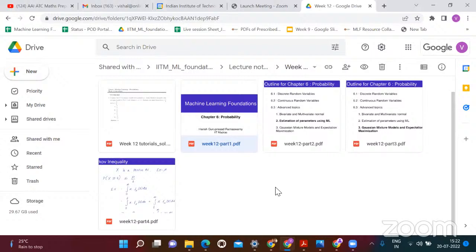I think everything else you have already read about earlier, like Markov, Chebyshev, and MLE models. If you are having issues, you can ask. Otherwise, it's fine. You can just go through the slides and solve the problems. Is this clear to everyone?